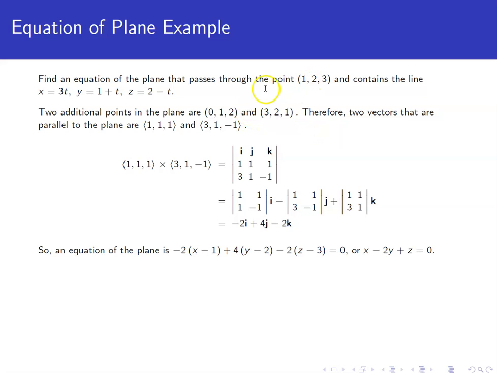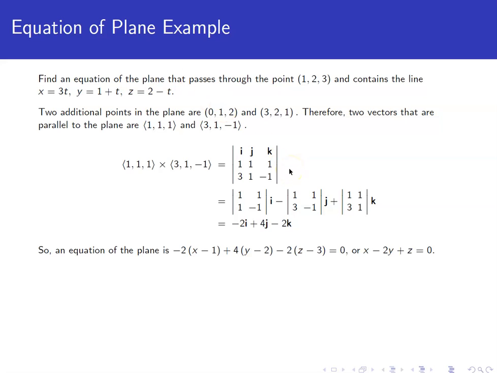If I do terminal minus initial, (1, 2, 3) minus (0, 1, 2), I get (1, 1, 1). If I do (3, 2, 1) minus (0, 1, 2), I get (3, 1, -1), and of course that makes sense because that's exactly the same as the direction vector of the line. But in particular, I needed two vectors in my plane that aren't parallel to one another.